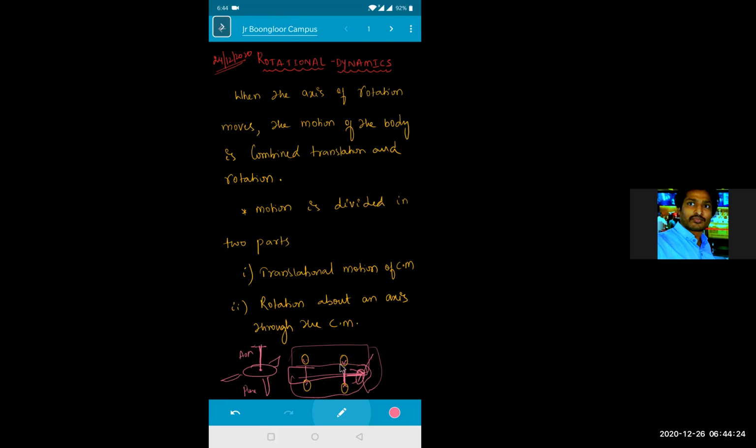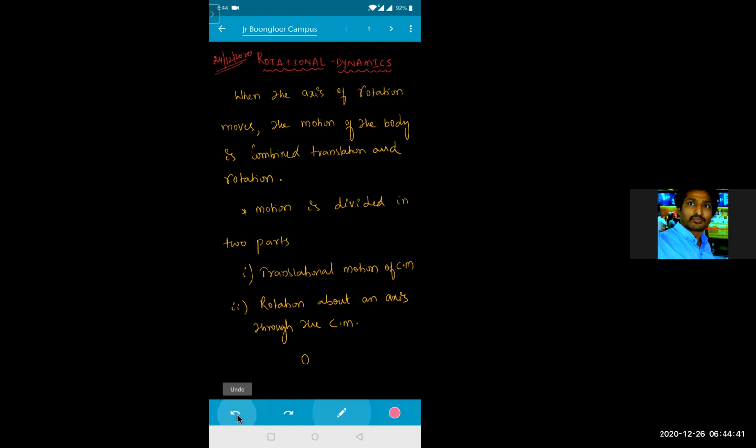If the axis is also moving from one point to another point, or translating from one point to another point, such a type of motion is called rotational dynamics. Such a type of motion is called rotational dynamics. I hope you got an idea right now.